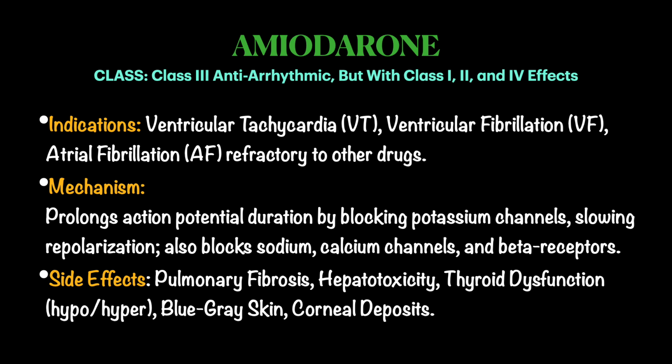It belongs to class 3 anti-arrhythmic, but it also has effects in class 1, 2, and 4, right? The indications or uses of this drug are ventricular tachycardia, fibrillation, and atrial fibrillation refractory to other drugs. The mechanism of action of this drug is that it prolongs the action potential duration, that is APD, by blocking potassium channels, slowing repolarization, right? So slowing repolarization, it prolongs APD, and it also blocks sodium and calcium channels and then beta receptors.